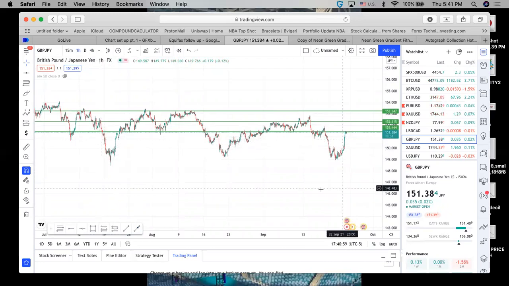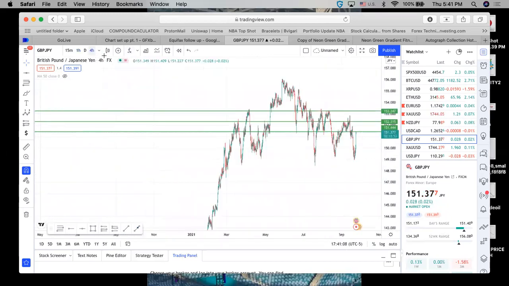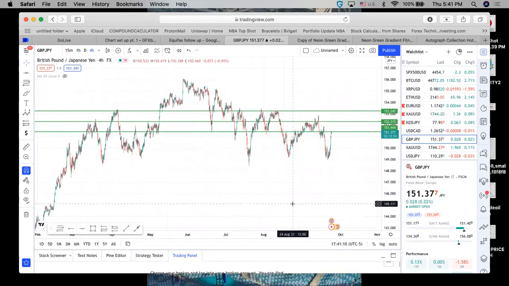Here's another area here. There's so many, and you don't have to fill your chart up with it either. Just identify major areas. And the way that you're going to do that is on your higher time frames. You're going to do that on your higher time frames, and you'll be able to really pick out those major zones of support and resistance.